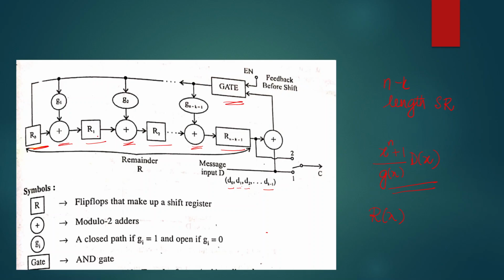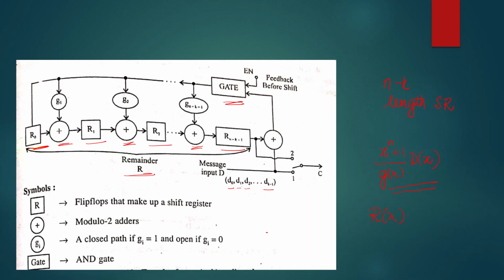The remainder polynomial is the content left in the flip-flops after the entire data has been fed completely, that is, all the k bits have been applied to the shift register. Once everything is fed, the contents of R0, R1, R2, and so on up to R(n minus k minus 1) are called the remainder. You can see over here it has been marked as the remainder. That is why the flip-flops are named R0, R1, R2, which are the coefficients of the remainder polynomial. So let us see how this is going to work.